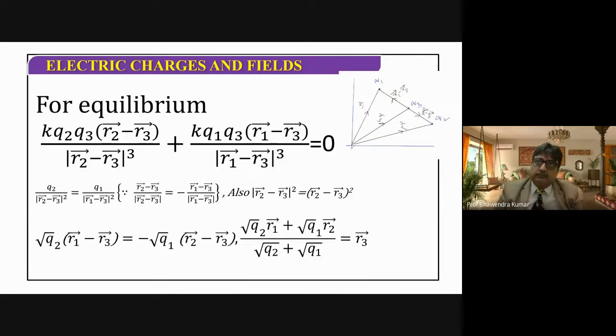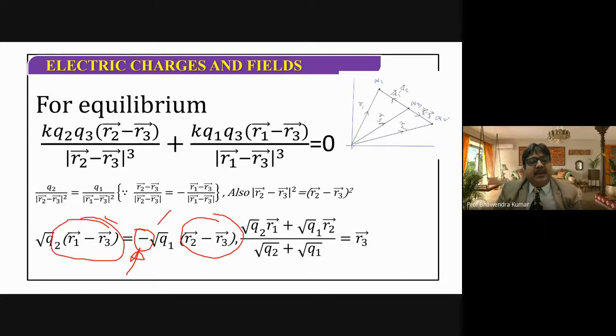The negative is due to the opposite direction. That is why here I have to take the negative, because I am taking the square root. Square root will give plus minus, right? So we are taking minus because R1 minus R3 vector and R2 minus R3 vector are in the opposite direction. That is why I have to consider the negative sign. I'll write it for equilibrium of Q3 so that it's clear. Okay, this is for the equilibrium of Q3.